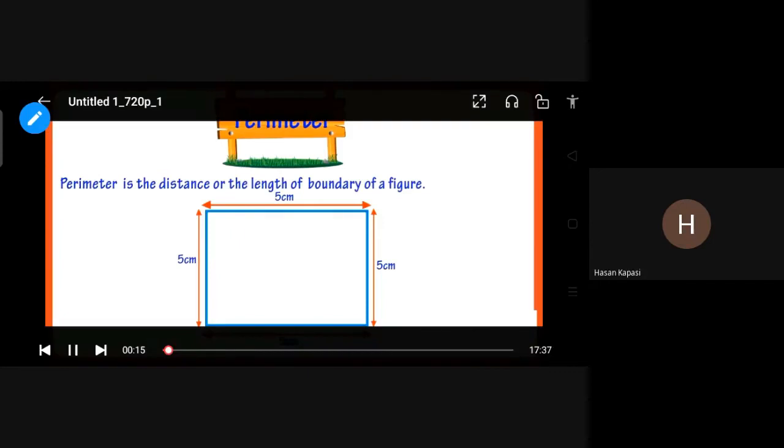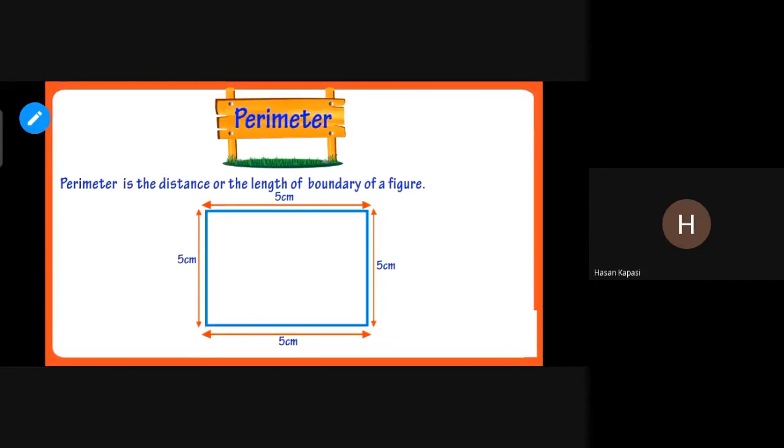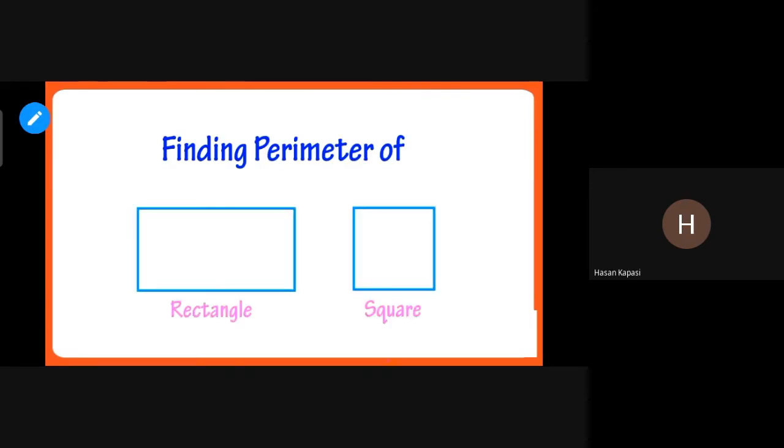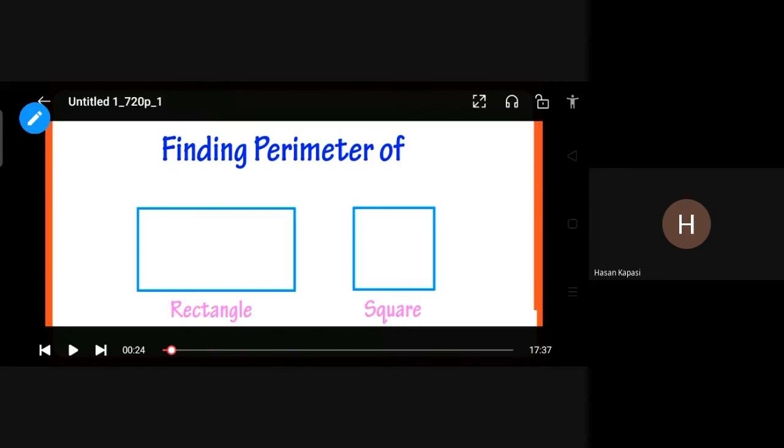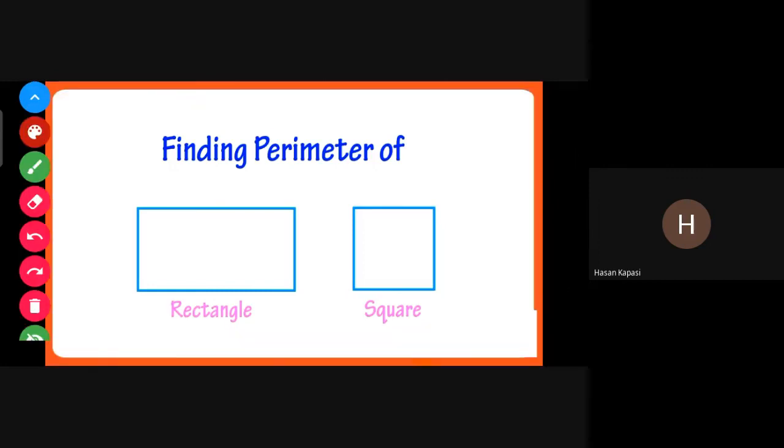Ma'am, but perimeter of square. This is the perimeter of a square that we will find using a formula. Both you can see they have given, rectangle also and square also, and you can see the difference. In the square, both sides are the same, and in the rectangle the upside is the same, and the right and left are the same. In a rectangle, up and down are the same, and in a square all four, up, down, left, right, are the same.